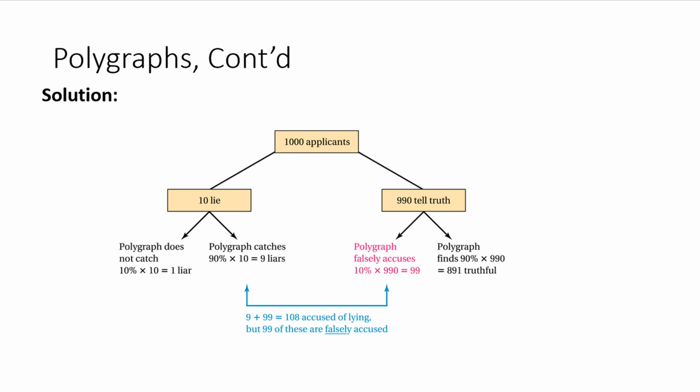And then let's go horizontally across to the 990 tell the truth box. There are two arrows coming out of it. To the left states polygraph falsely accuses. So 10% of 990 is 99, and polygraph finds 90% of 990, or 891 people truthful. Let's note that 9 plus 99 equals 108 accused of lying, but 99 of these are falsely accused.